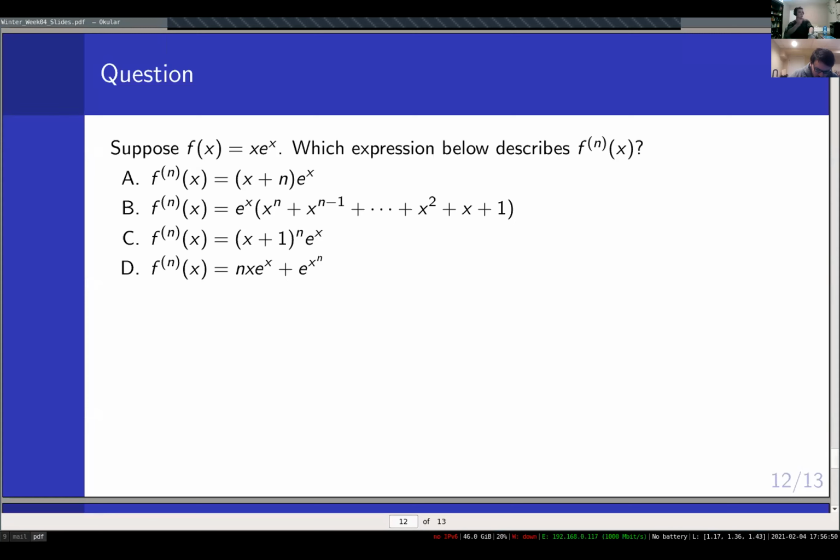Okay, so here's another one. You have x e to the x. This one I think is going to start off nasty, but once you've done 2 or 3 derivatives, you're going to be like, oh yeah, I see the pattern right away. I hope at least.